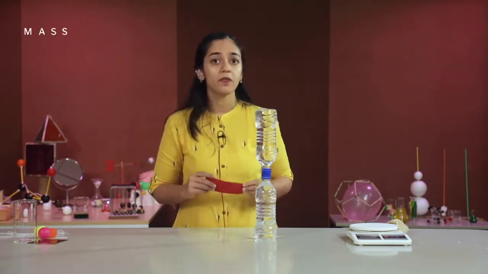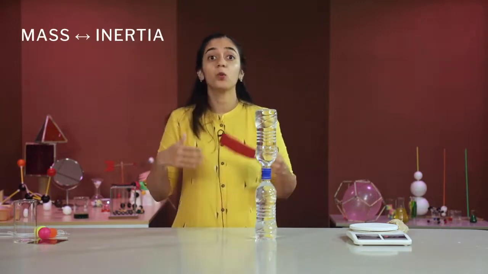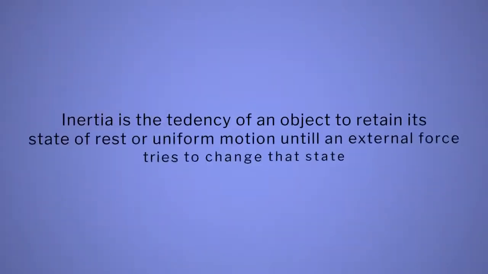According to Newton, the more the mass, the more will be the inertia. Inertia is the tendency of an object to retain its state of rest or uniform motion until something external tries to change that state. When we flicked the strip, it fell down in motion while the bottles remained at rest.